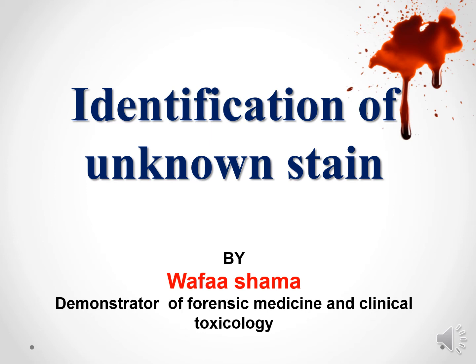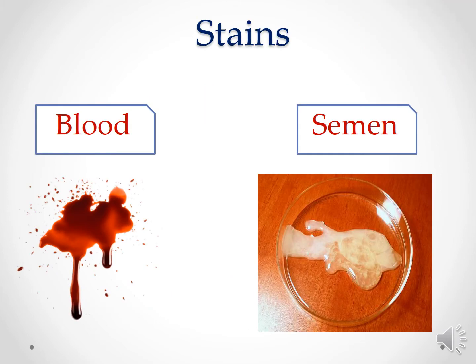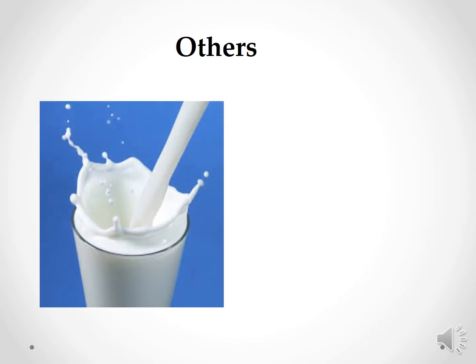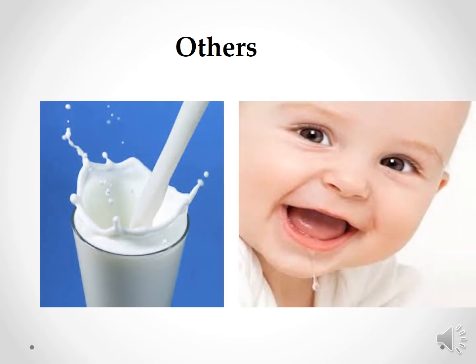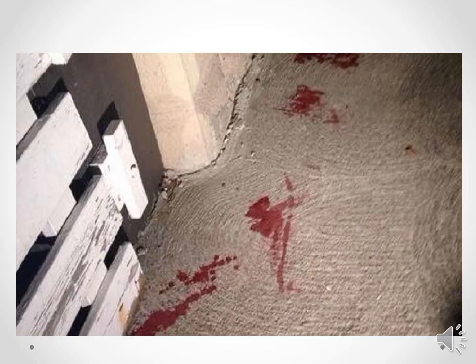Dear Malaysian student, our section today is identification of unknown stain. Stains such as blood, semen, others such as milk, saliva. In our curriculum, we must identify only both blood and semen stain.